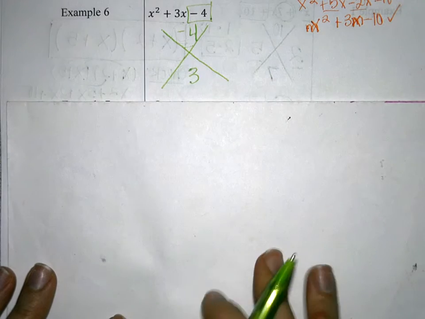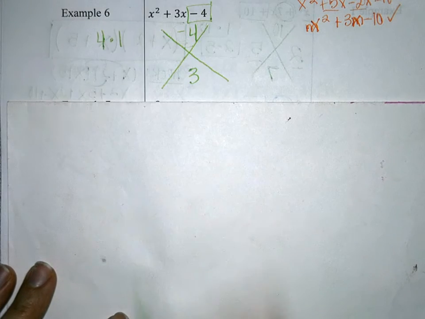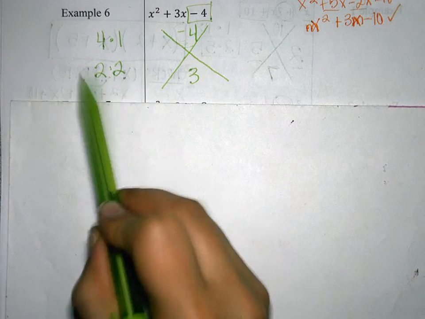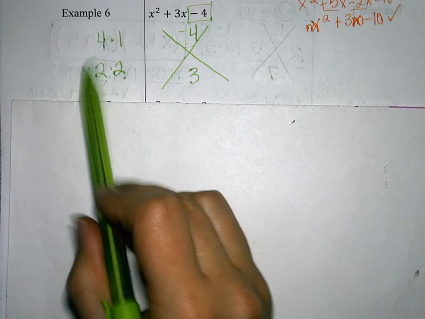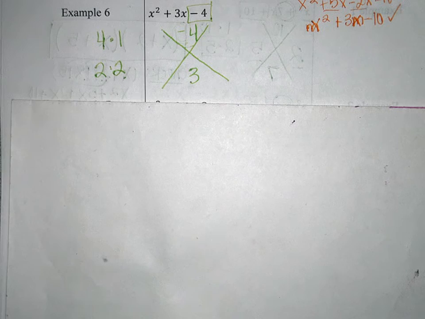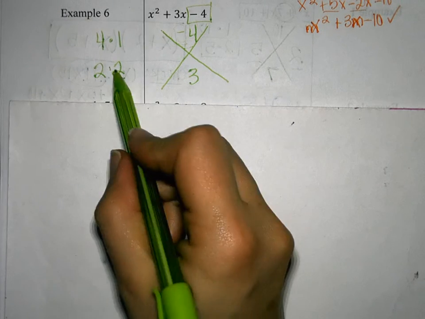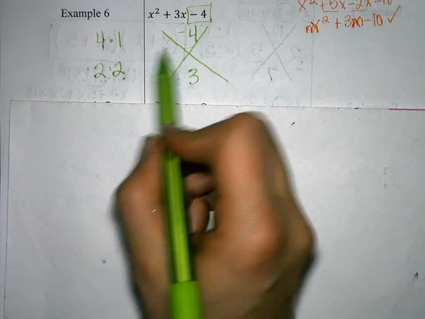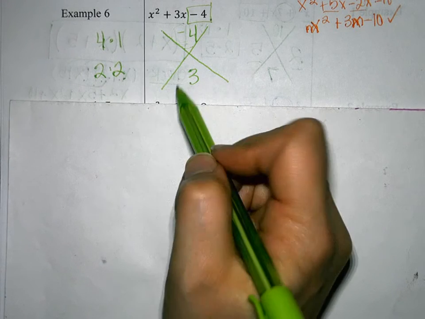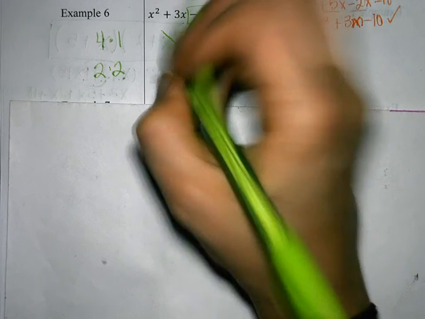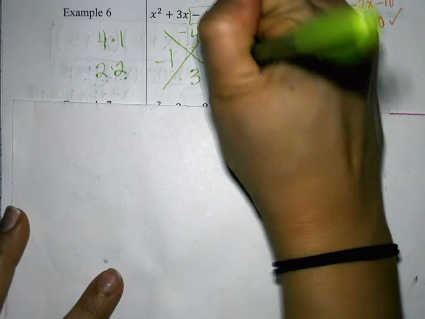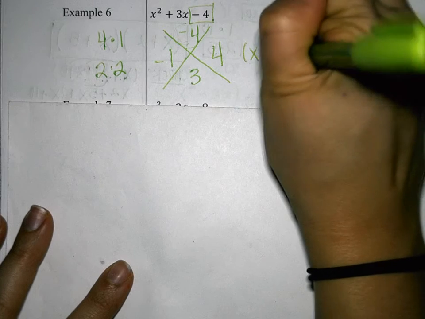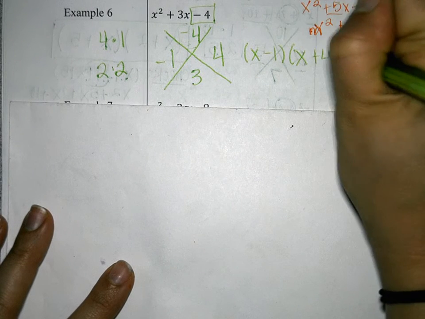So the factors of 4 are 4 times 1 and 2 times 2. Now 2 times 2 multiply to 4, but they also add up to 4. If I subtract them, I get 0. So I don't think it's going to be 2 and 2. But 4 times 1 gives me 4, and 4 minus 1 gives me positive 3. So my 1 has to be negative, and my 4 has to be positive. So this is going to be x minus 1 times x plus 4.